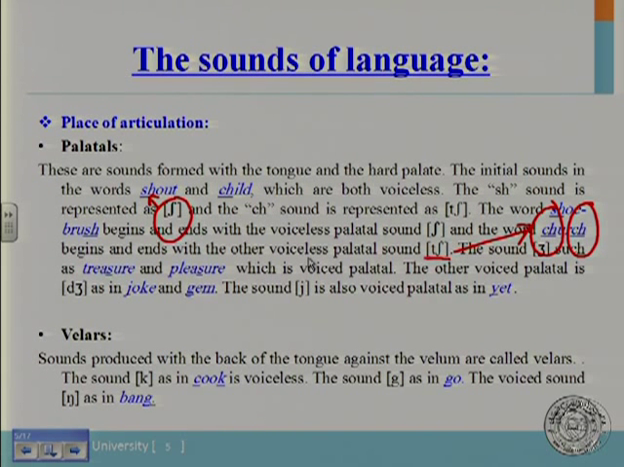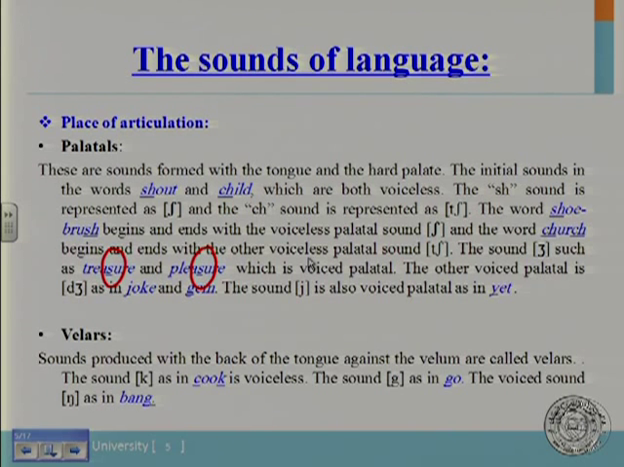Now we'll take some more palatal sounds. We have here the sound j, as in pleasure, and also in treasure, the underlined one. The letter here is S, but we pronounce it as j. So this is a voiced palatal, j, as in treasure and pleasure. This sound is a voiced palatal sound.